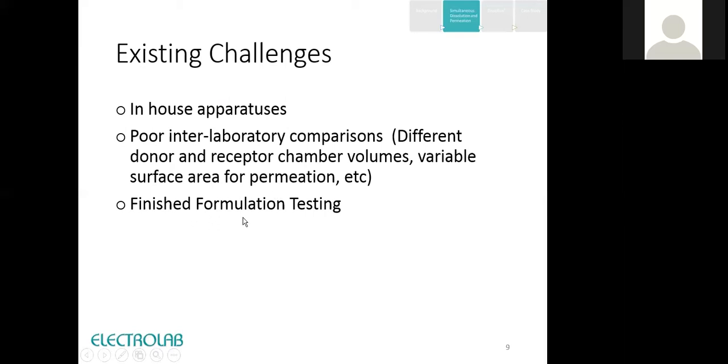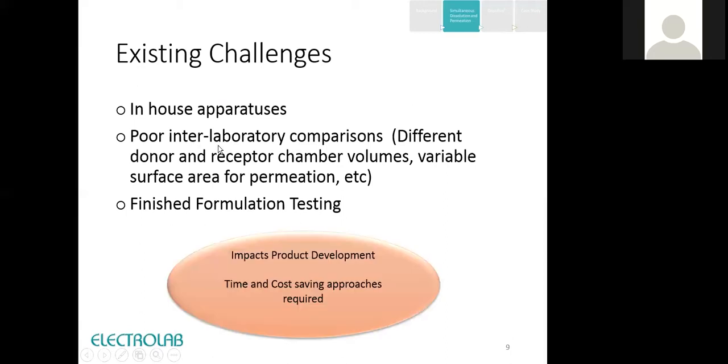Also, finished formulation testing is a limitation of most presently available options. So these existing challenges directly have an impact on product development, especially in the case of generic formulations. We need to have time and cost saving approaches to develop safe and efficacious products and get them into the market in a timely manner.